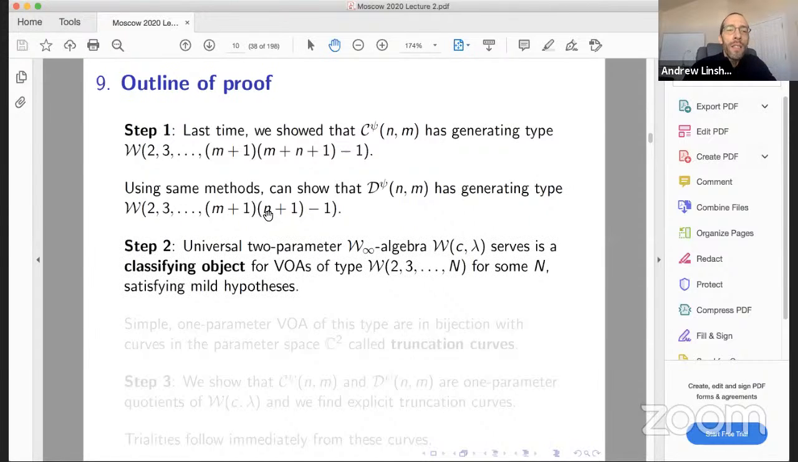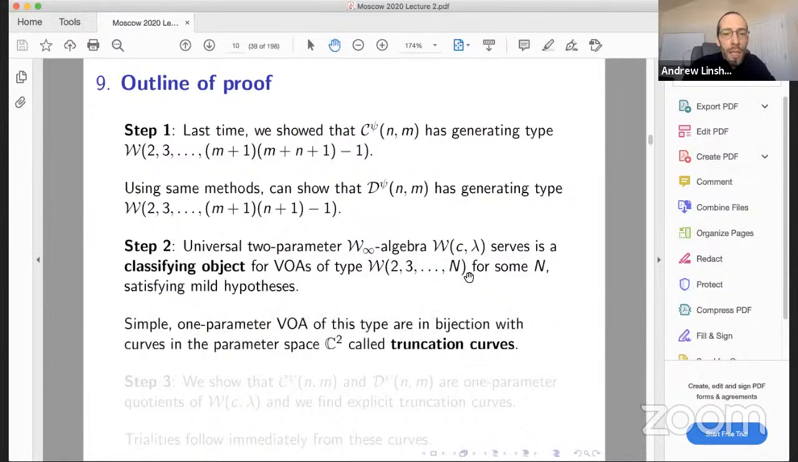So the idea is that these are vertex algebras of a certain kind, with a certain type of generating set, and such vertex algebras under some mild hypotheses can be classified. So there is a universal object. It's a two-parameter vertex algebra. It's going to be defined over a ring of polynomials in two variables, C and lambda. C is the central charge, and lambda is some other variable.